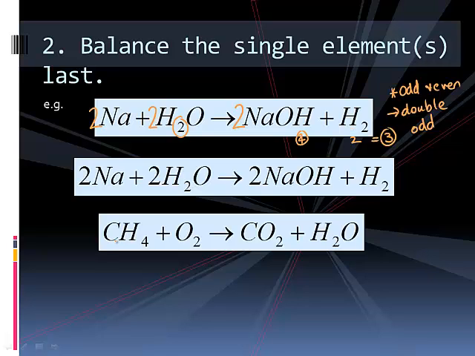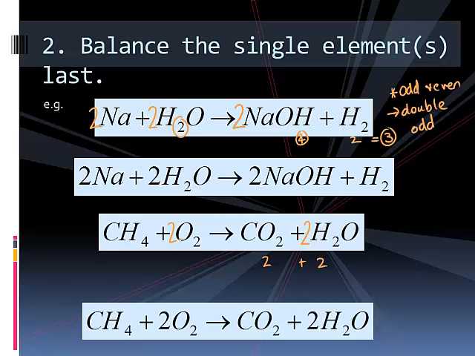So I see that I've got one carbon on the left, one carbon on the right. I have four hydrogens on the left and only two on the right. So I'm going to double this water molecule so that I've got four hydrogens on the right. Now looking at the oxygen, I have two oxygens here, and 2 plus 2 is 4 on the right, which means I need to double the oxygen again. Notice how I've left that single element to balance until the very end.